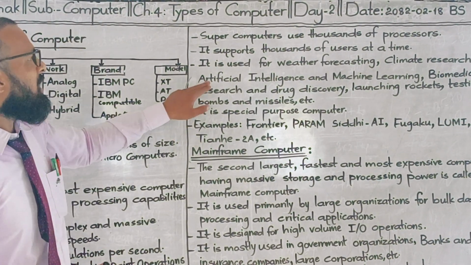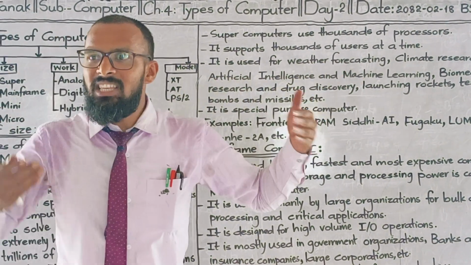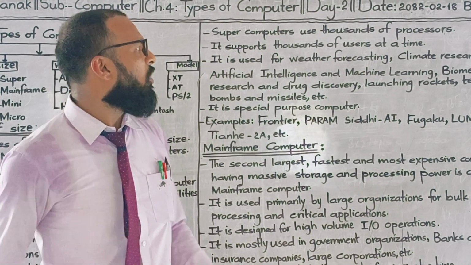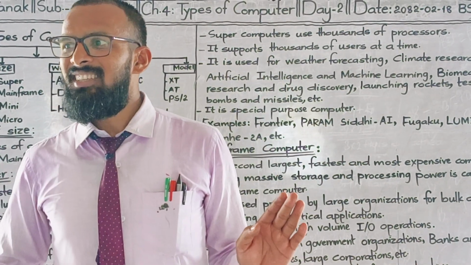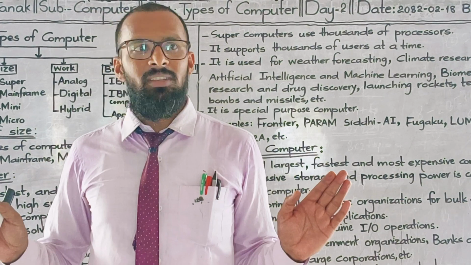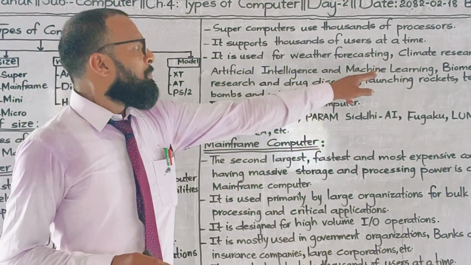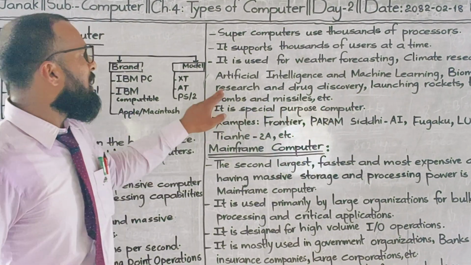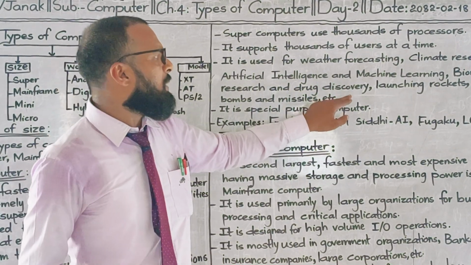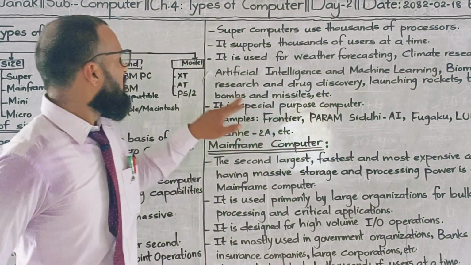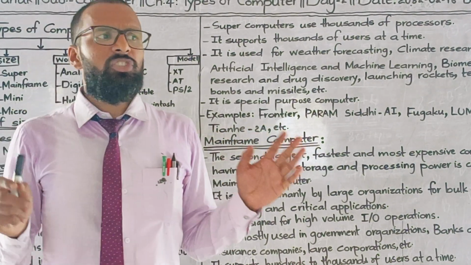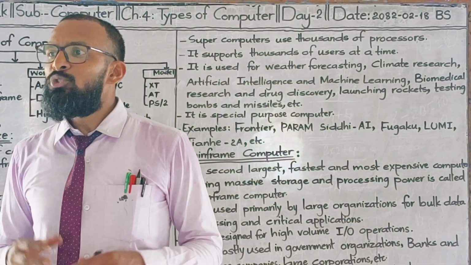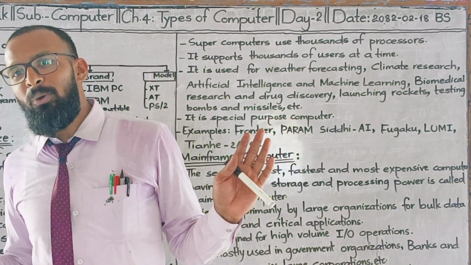Okay, now next point, you already know about artificial intelligence. This computer is also used for the purpose of making AI devices. Understood or not? Artificial intelligence, machine learning, biomedical research, drug discovery, launching rockets, testing bombs and missiles. These all are the purposes of using supercomputer. Have you understood, all of you?